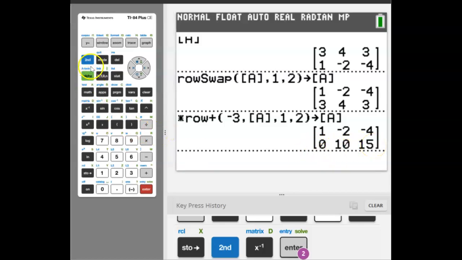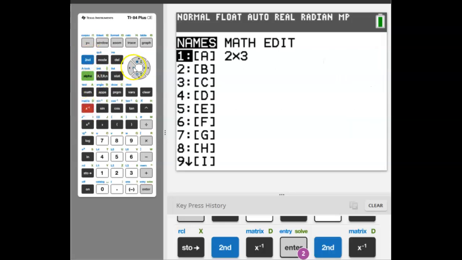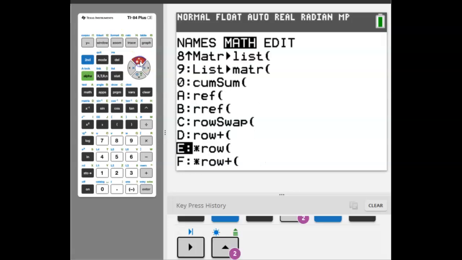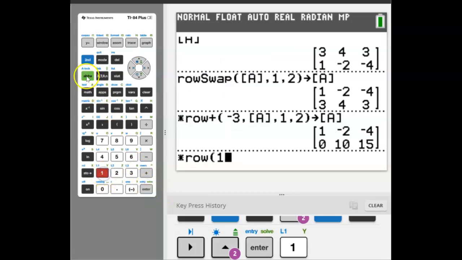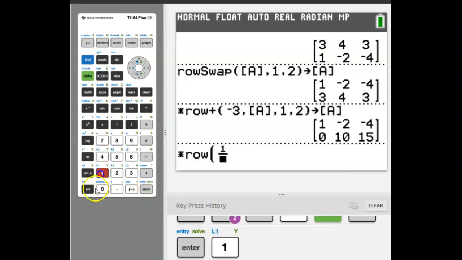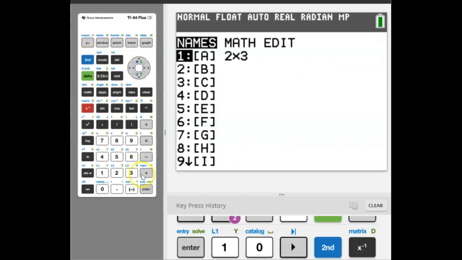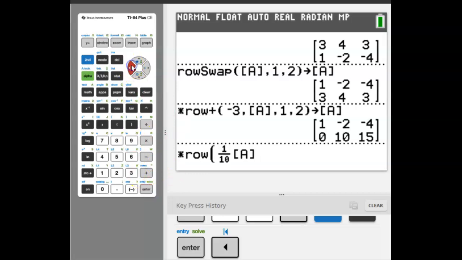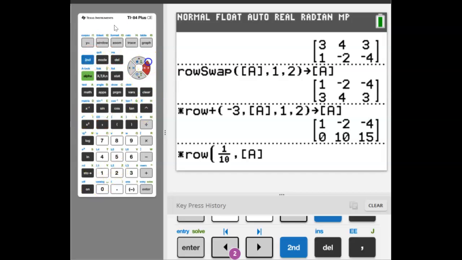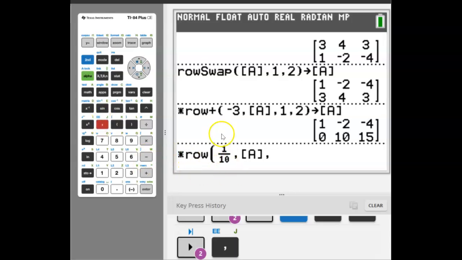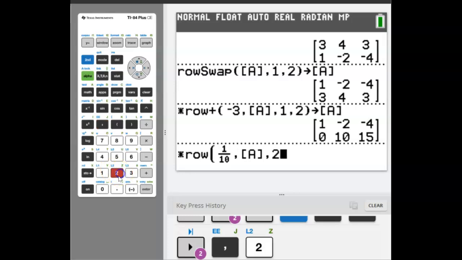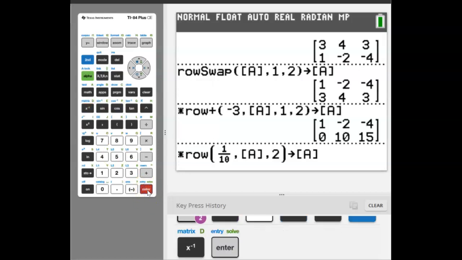If you're ready to do that, hit second matrix, go over to math, and this time we just multiply a row by a constant. So we're going to do E. We're going to do 1/10, and then matrix A. We have to get our matrix here. Let me put a comma between them, or I'm going to get an error. So second, insert a comma. Matrix A, and then comma. We want to multiply 1/10 times row 2. Close parentheses, store it over the top of our old matrix A, and hit enter.